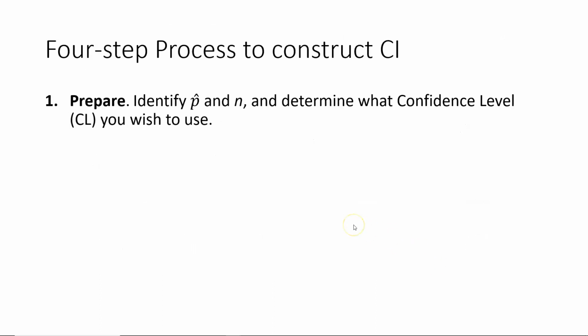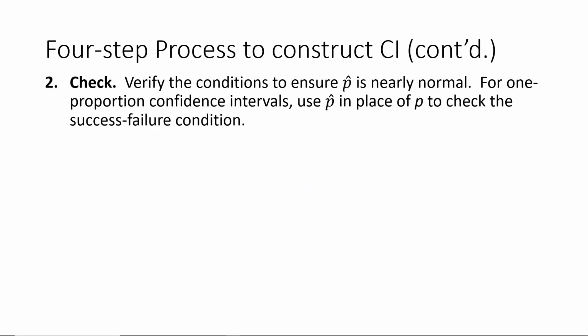So we start our 4-step process with the prepare step. We're going to identify the sample proportion p hat and the sample size n and determine what confidence level we wish to use. So in this case, we were given the information that the sample proportion is 0.887, the sample size is 1,000, and the confidence level is 95%. Moving on to the second step, which is the check step, we're going to verify the 2 conditions to ensure that the sampling distribution of sample proportions is nearly normal.